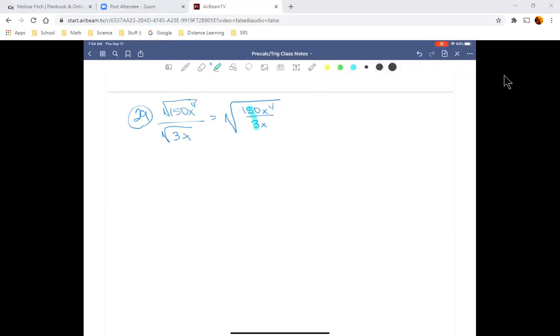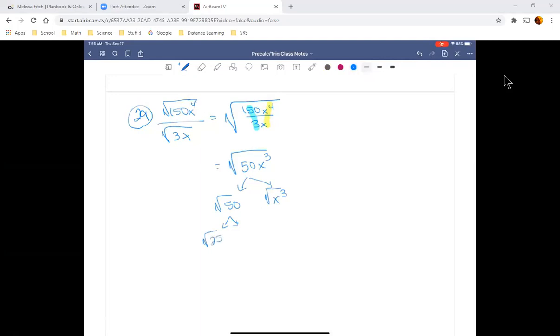I'm going to look at my numbers. So 150 divided by 3 is going to give me 50. Right? And then I'm going to look at my x's. So that's going to give me x to the third. Yep. So then I got square root of 50, square root of x to the third. Anybody know how we can break down square root of 50?